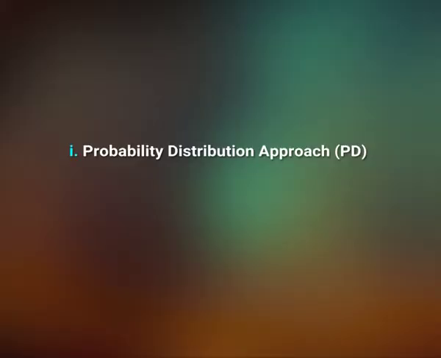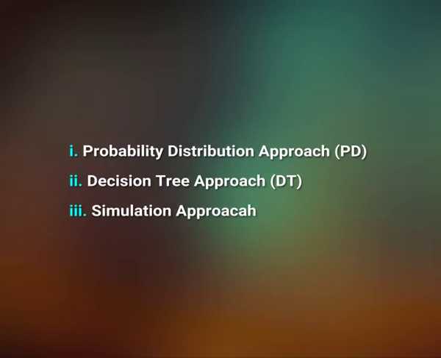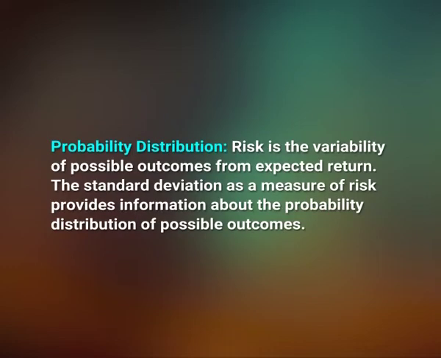So, we will start with the mathematical or statistical methods of risk in capital budgeting. Mathematical methods, also known as statistical techniques, have the following methods under this heading. The first one is the probability distribution approach, that is PD. The second one is the decision tree approach, that is DT. And the third one is the simulation approach.